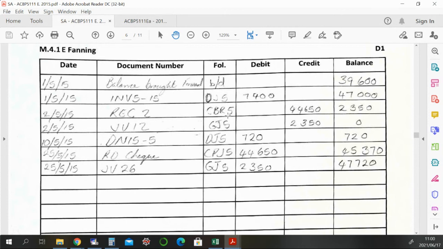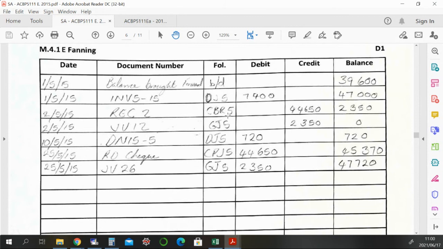So we put the 744 on the debit side, we add that to the balance, and we've got our new balance. The next transaction happened on the 2nd, okay? There it said received a check from E. Fanning in full settlement of her account balance on 1 May 2015, as shown above, less 5% settlement discount. Receipt number REC2 was issued for the cash portion received and journal voucher JV12 for the settlement discount granted, okay? So already you can tell that we had a settlement discount here.